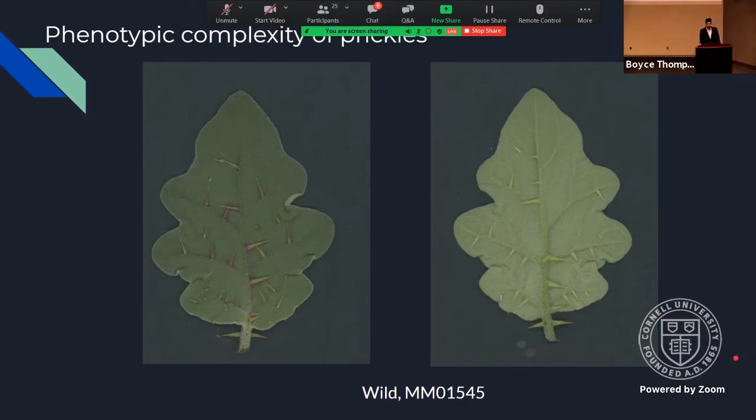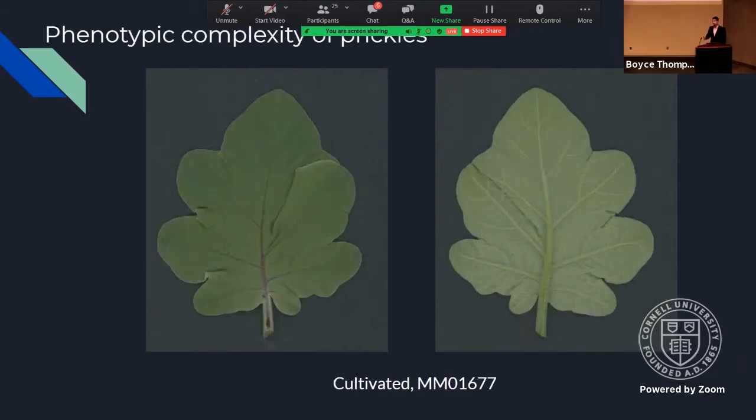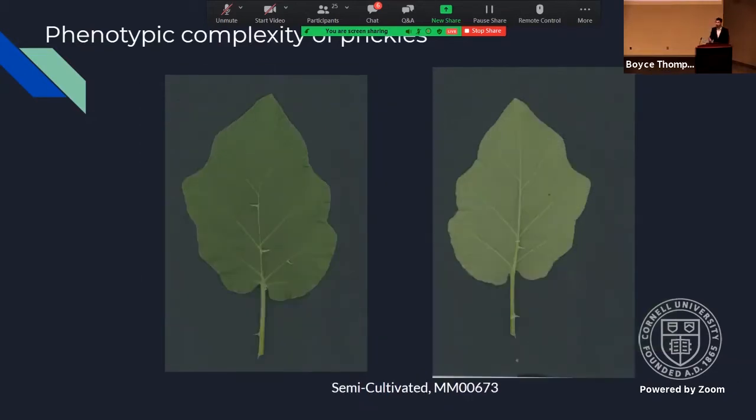On the other side of the spectrum, we have the cultivated eggplants, which generally do not have prickles, none on the midrib, none on the veins, and none on the stem. But then, of course, life is never black and white. It became a little bit more complex. We had some semi-cultivated, which were somewhere in the middle of that spectrum. You can see here there are prickles, but they don't seem to be so much on the veins. It's mainly just the midrib, and the prickle size is reduced, especially in comparison to the leaf size. And there's a lot fewer prickles on the stems.